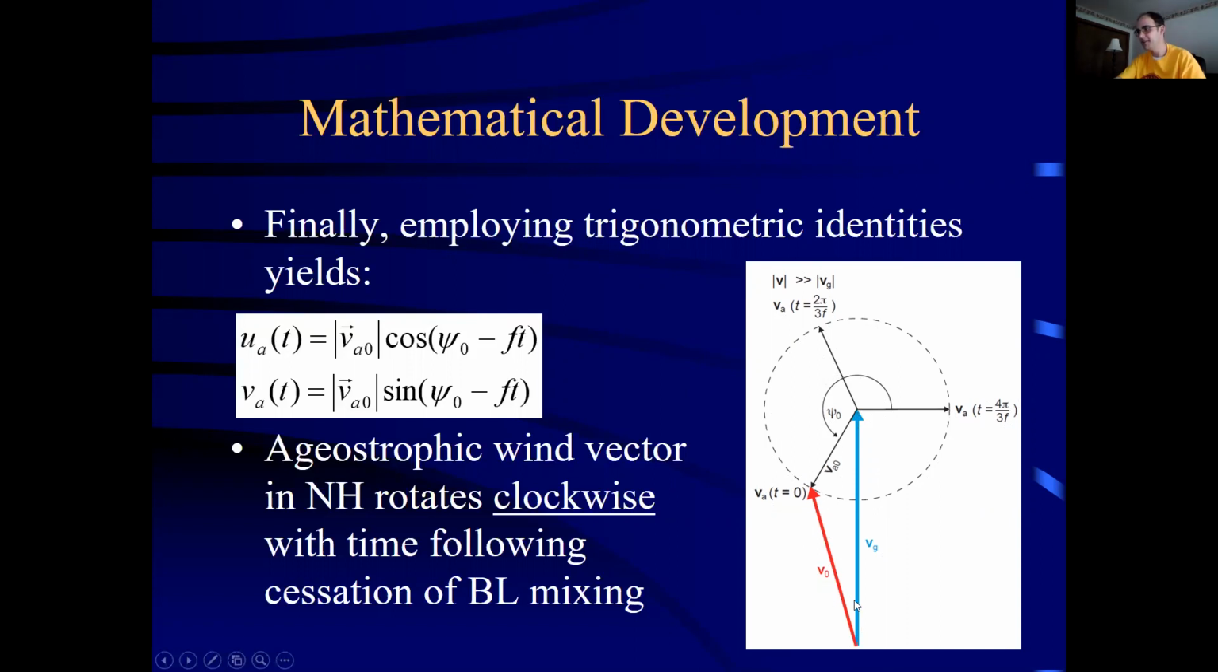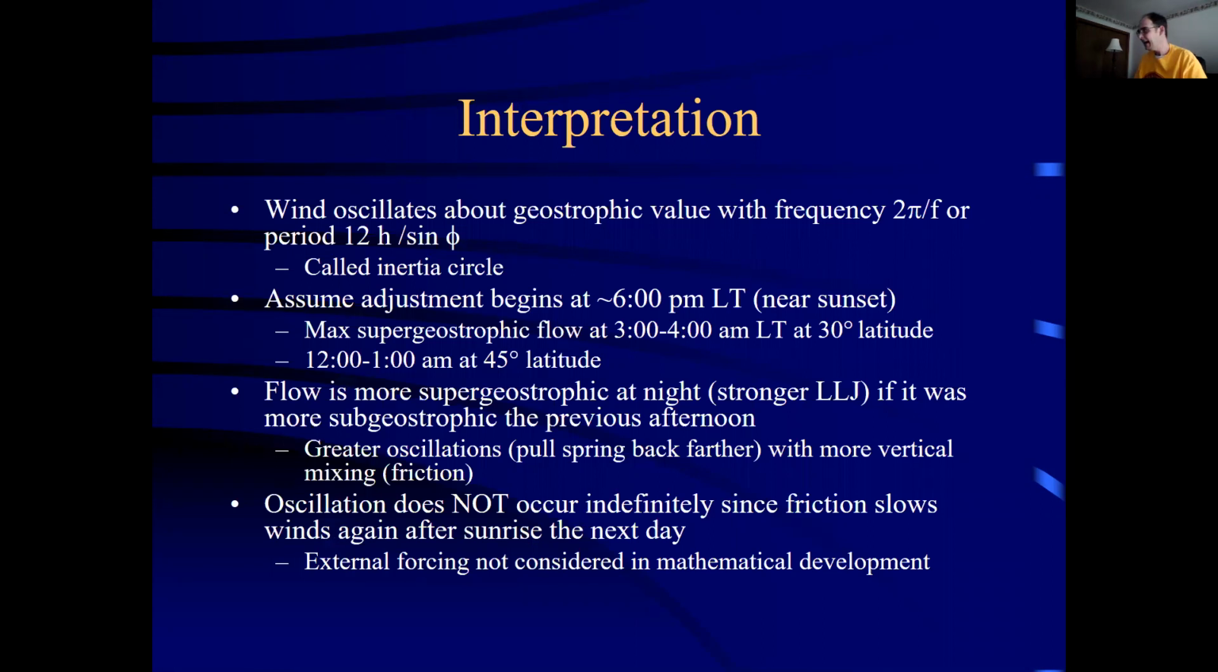This is drawn such that our geostrophic wind is southerly, meaning we have high pressure to the east and low pressure to the west, and we know that our actual wind in the boundary layer, in the presence of mixing, crosses the isobars at about a 30-degree angle from high pressure to low pressure. So now let's interpret these equations. This means that the wind oscillates about its geostrophic value with a period equal to 2 pi over f, which is roughly 12 hours divided by the sine of the latitude. If we assume that we begin stabilizing near the surface around 6 p.m. local time, that would give a max in super-geostrophic flow around 3 to 4 a.m. local time at 30 degrees latitude and between midnight and 1 a.m. at 45 north latitude.